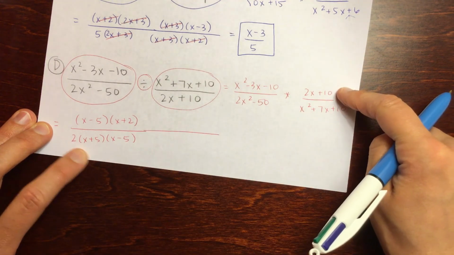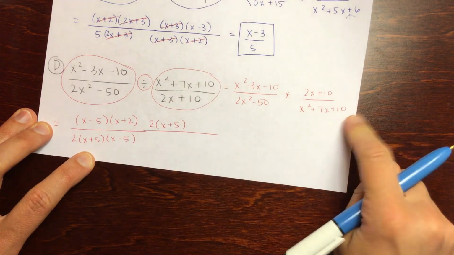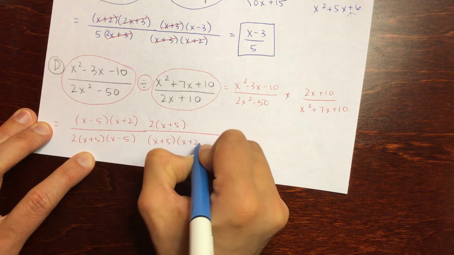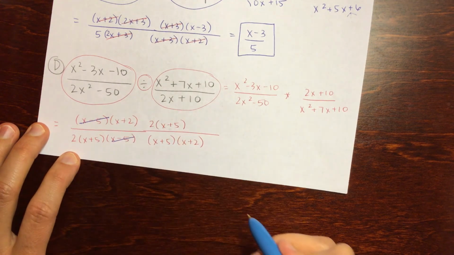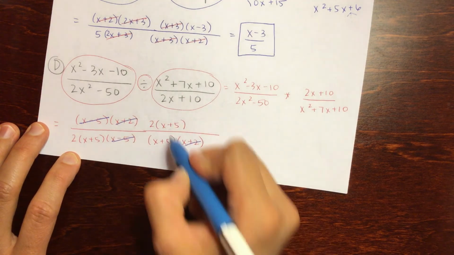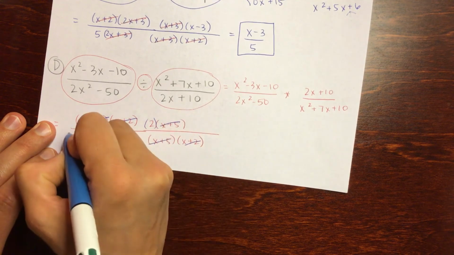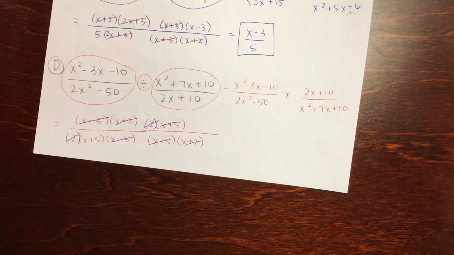Second new numerator, divide out a 2. Second new denominator, and cancel. Ooh, I should have put parentheses around these 2's to make it a little bit clearer that they are themselves factors, even though they don't have parentheses, they're multiplied by everything else.